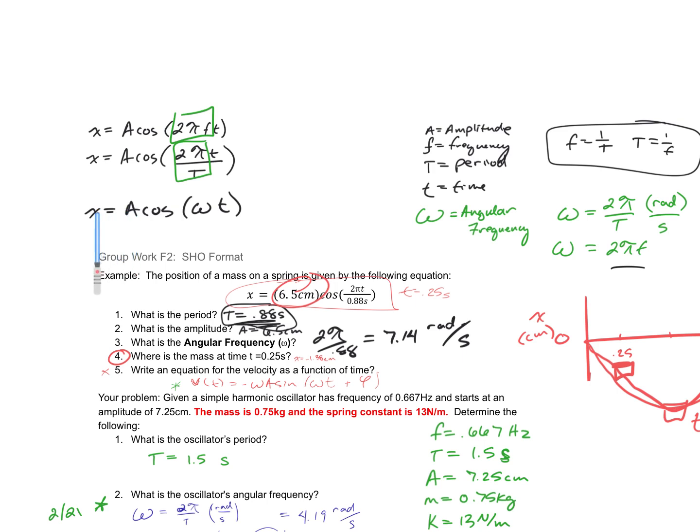The position of an object oscillating on a spring is equal to the amplitude of that oscillation times the cosine of the angular frequency times the time. So this is a review and demonstration of how those equations can be rearranged to be helpful in this format.